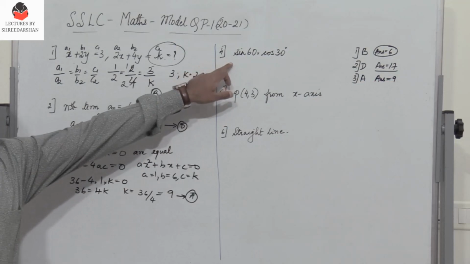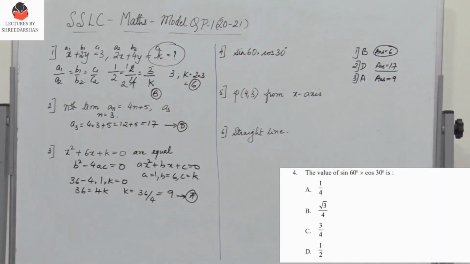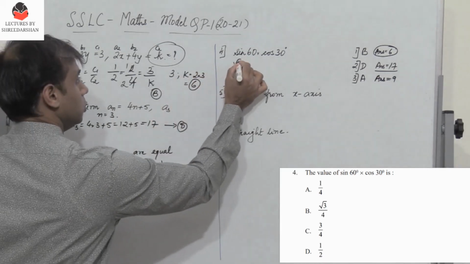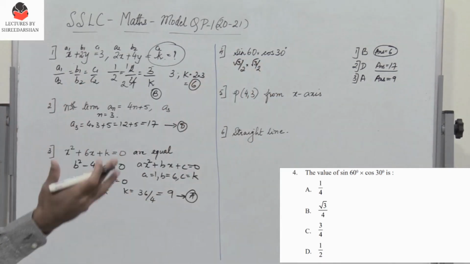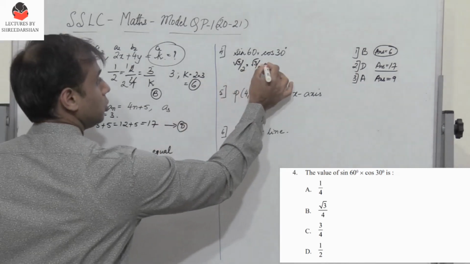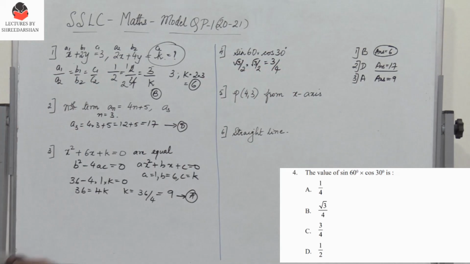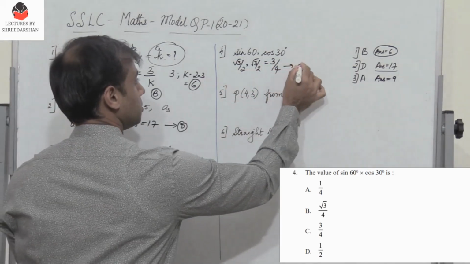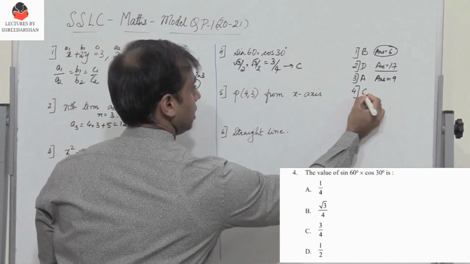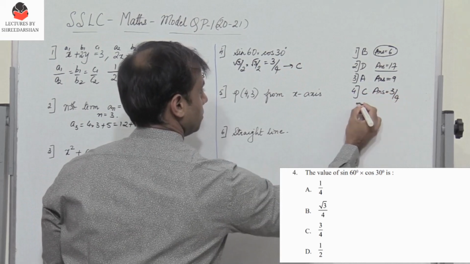Now the fourth one, we need to find the value of sine 60 degrees into cos 30 degrees. So we have to know the value. What is sine 60? Sine 60 is root 3 by 2 and cos 30 is also root 3 by 2. Very simple, you need to multiply these two. So root 3 into root 3 is 3, 2 into 2 is 4, so the answer is 3 by 4. So this value 3 by 4 definitely corresponds to the option C. So therefore the fourth one is C and the answer is 3 by 4.